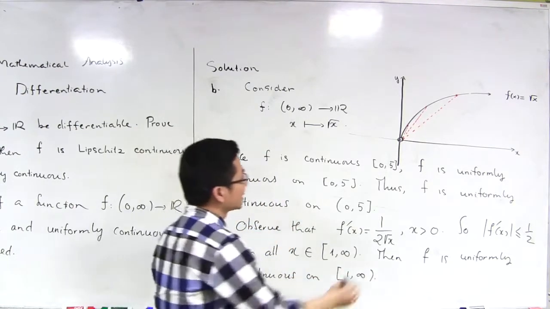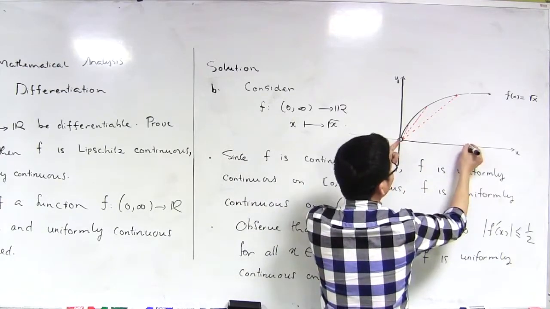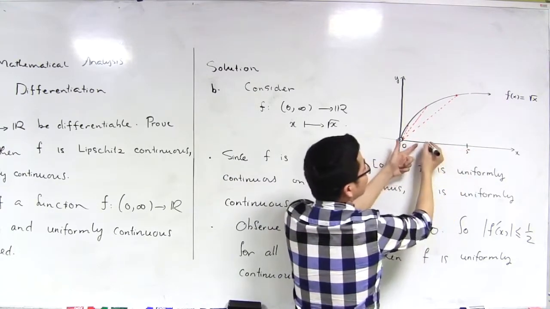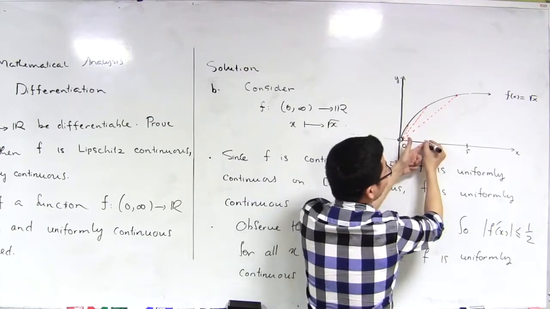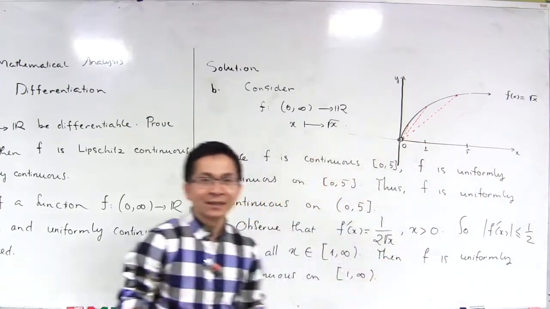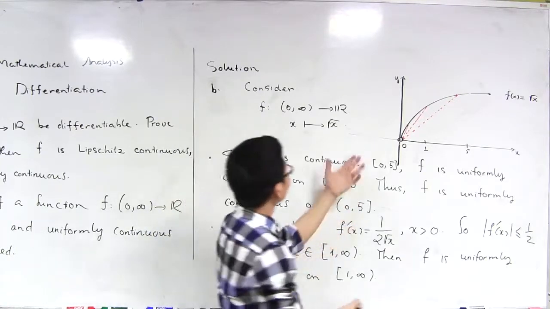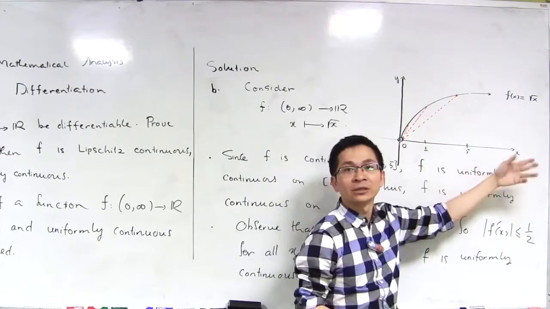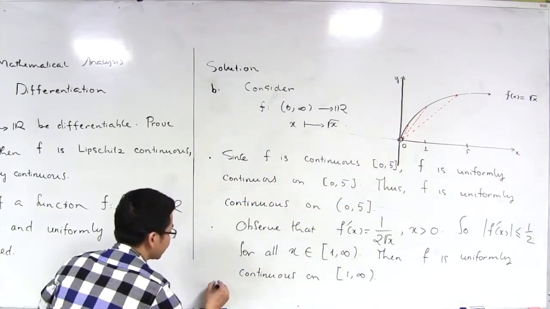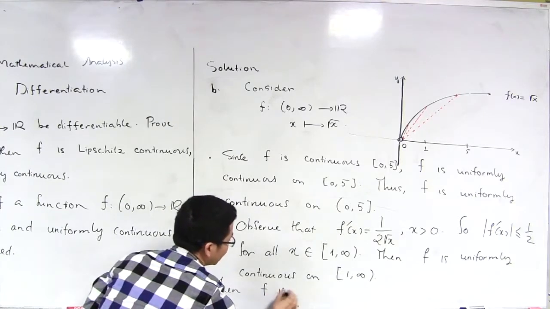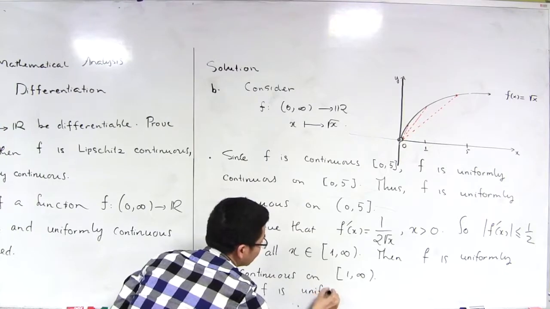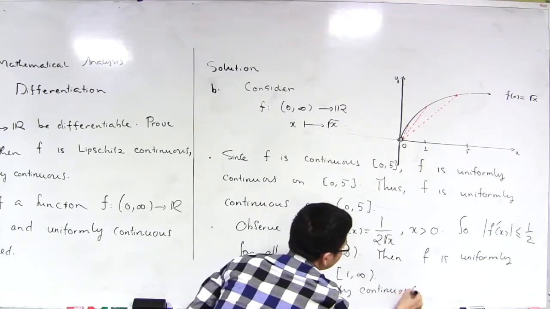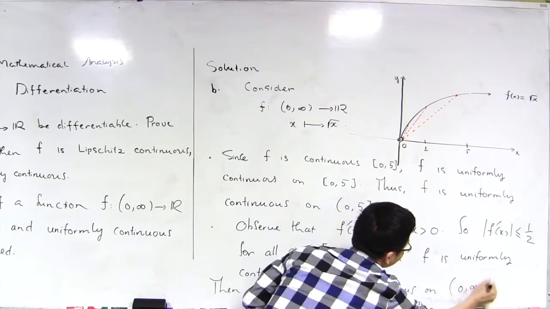So we see that it is uniformly continuous on the interval from 0 to 5, and it is also uniformly continuous on the interval from 1 to infinity. So from there we can easily show that this function is actually uniformly continuous on the interval from 0 to infinity. So then f is uniformly continuous on the interval from 0 to infinity.